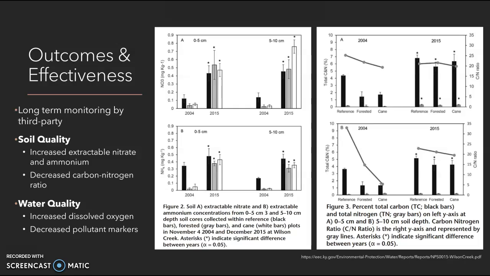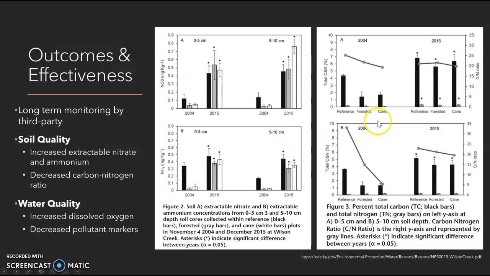They took their first round of measurements in 2004 when the initial revegetation restoration was completed, and again in 2015. As you can see from this figure here, extractable nitrate and ammonium increased across all reference sites. This indicates that the soil was able to support continued plant growth and that runoff into the riparian system had declined.